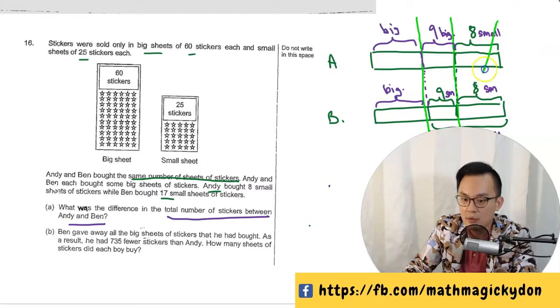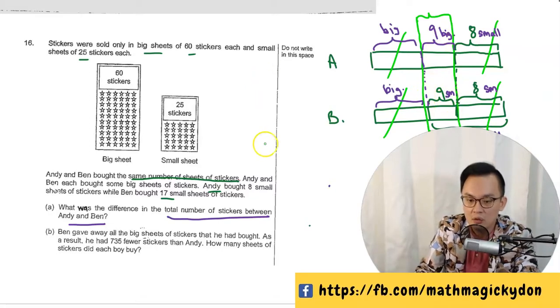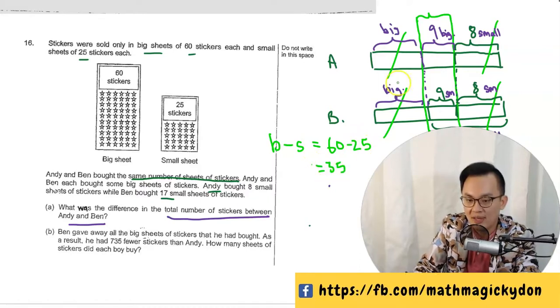The 8 small can cancel out each other. Whatever big can cancel out each other. So this part is the difference. So Andy bought 9 big over here. Ben bought 9 small over here. So I need to find the difference between big minus small, which is 60 minus 25 equals 35. And I know the difference is 9, right? Because Andy bought 9 big here and 9 small here. So 9 times 35 equals, and that's the answer.